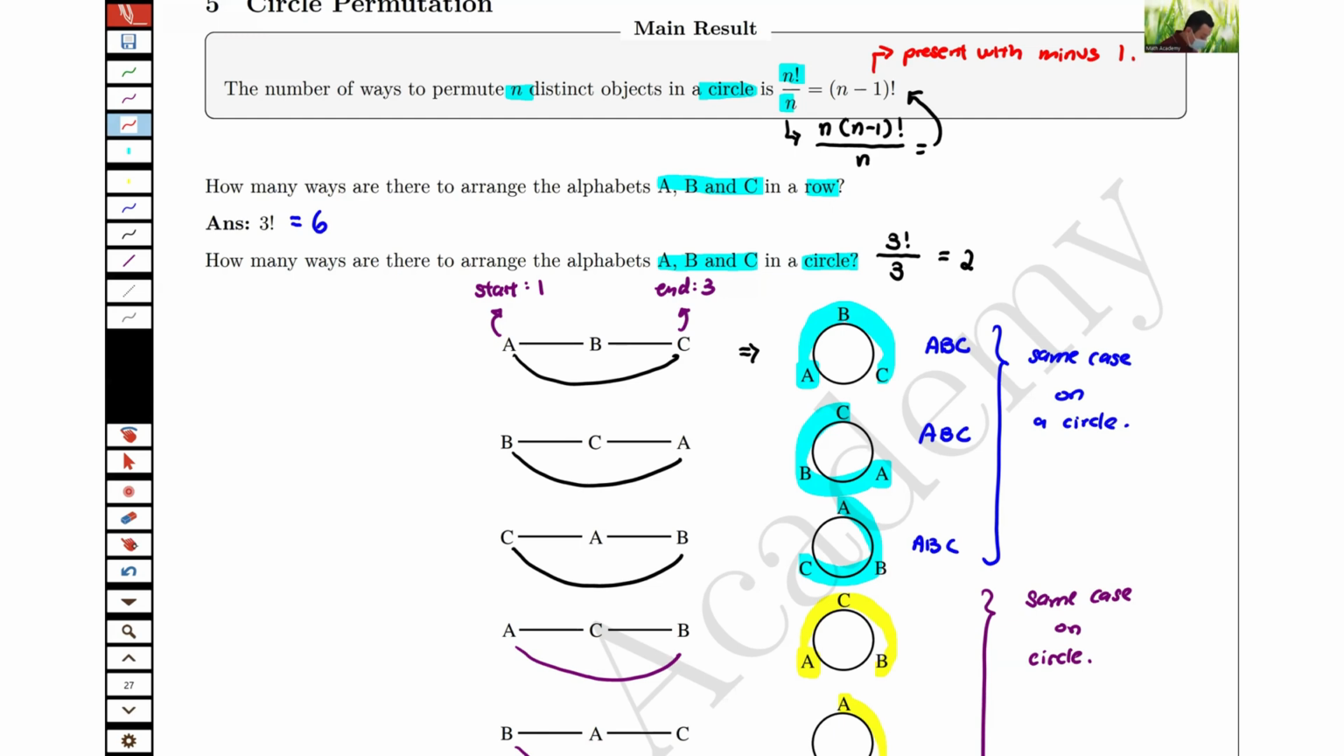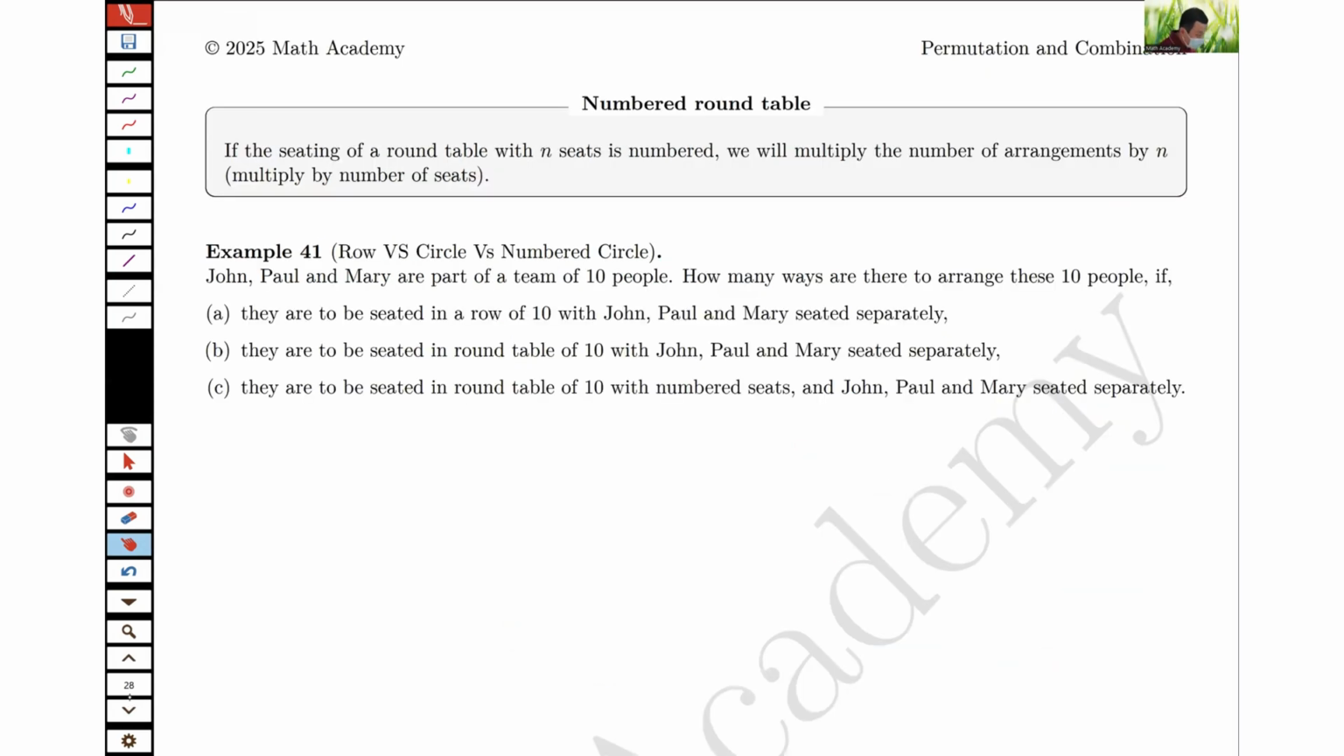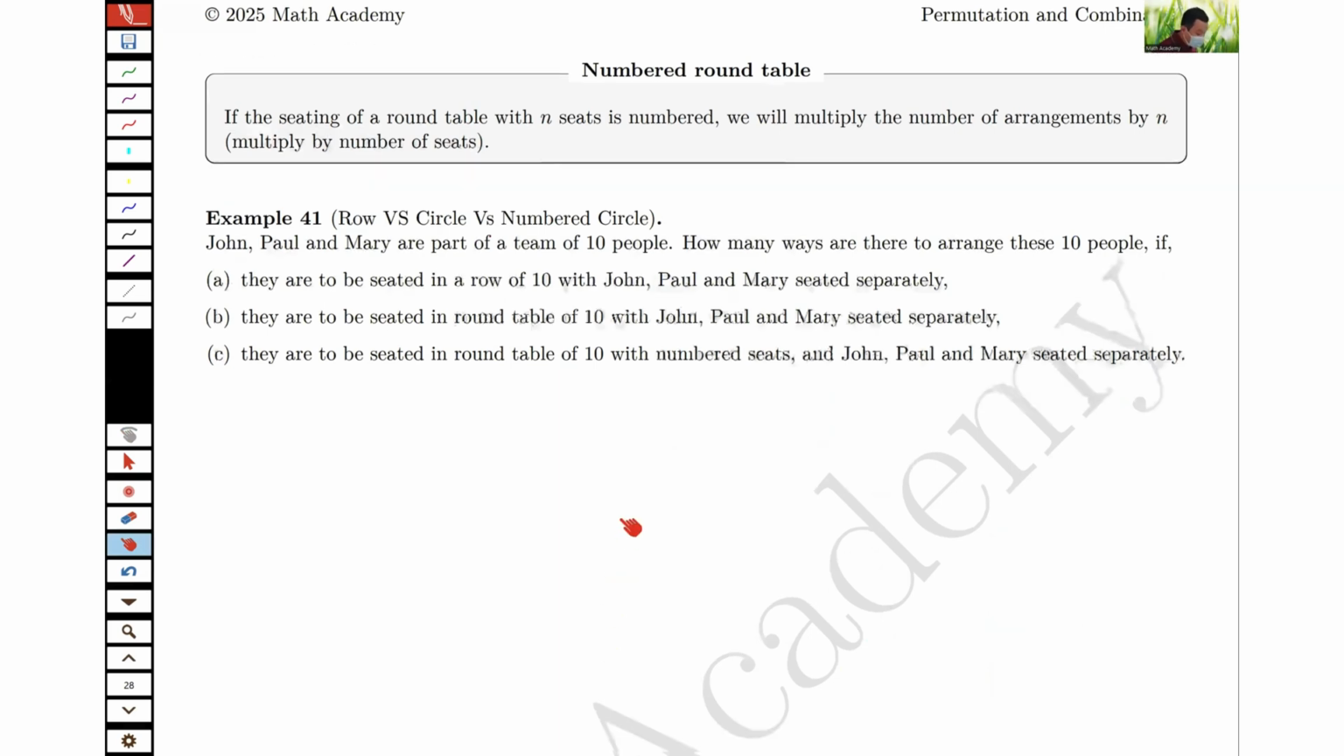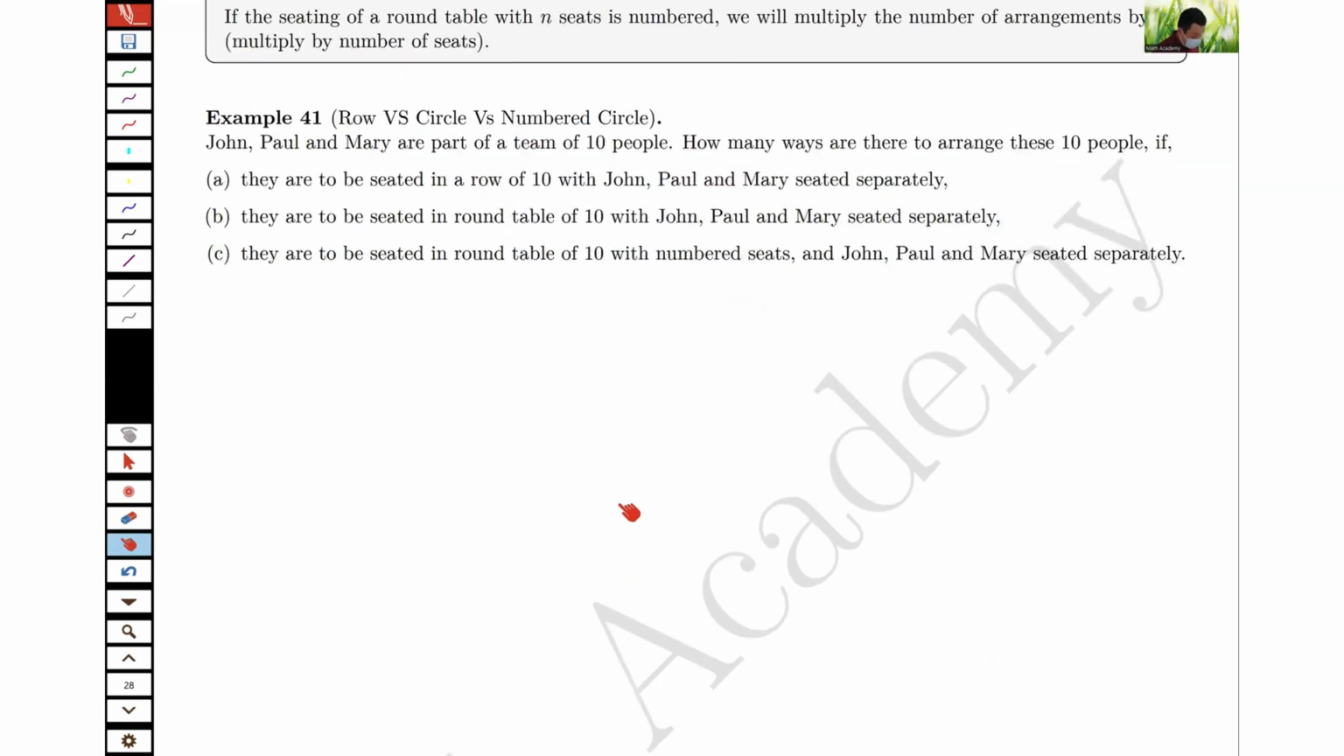Okay, so I will show you a series of questions where we apply this together with concepts that we have done before, such as separation, together, and so on. But we do it onto a circle. Let's go on to the next page. I'm going to show you immediately the differences for a row versus a circle.